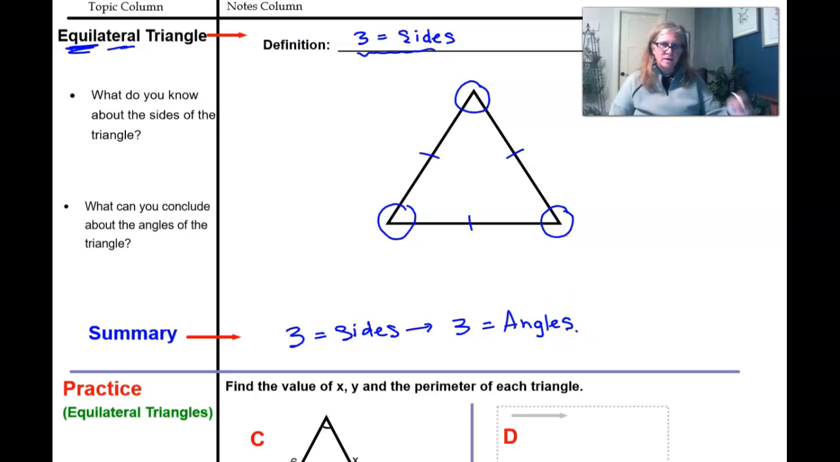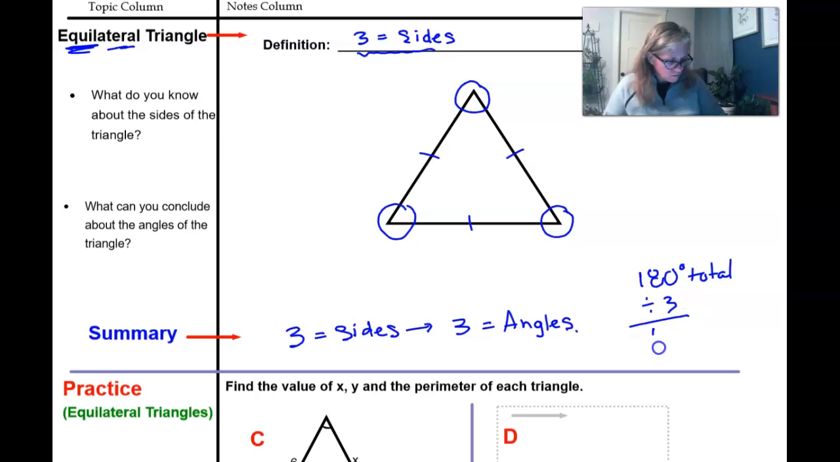angles. Now, if we think about that even further, we know that there are 180 degrees total in a triangle. And if we divide that by 3, we're going to get 60 degrees in each angle. That always works out. Every equilateral triangle is going to be 60, 60, and 60.